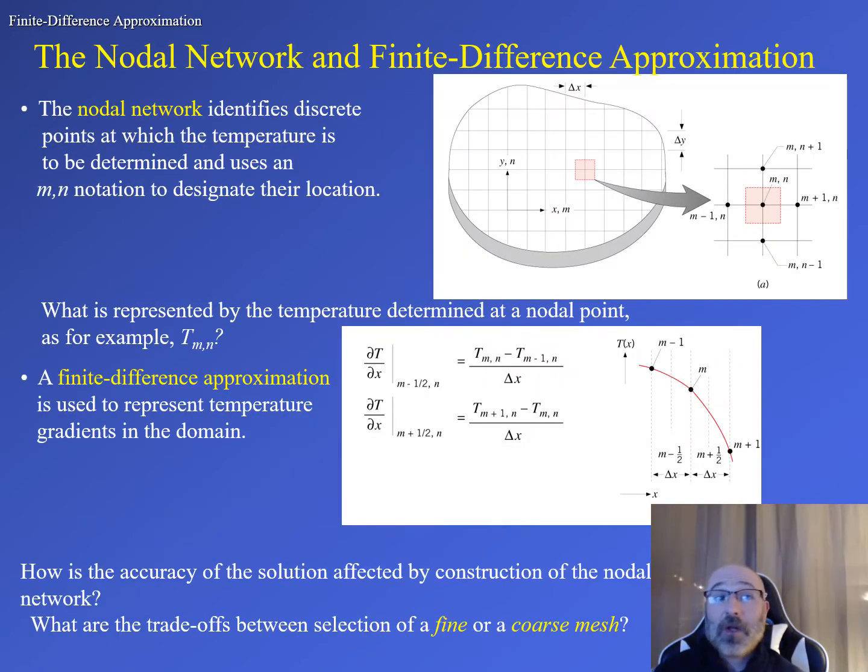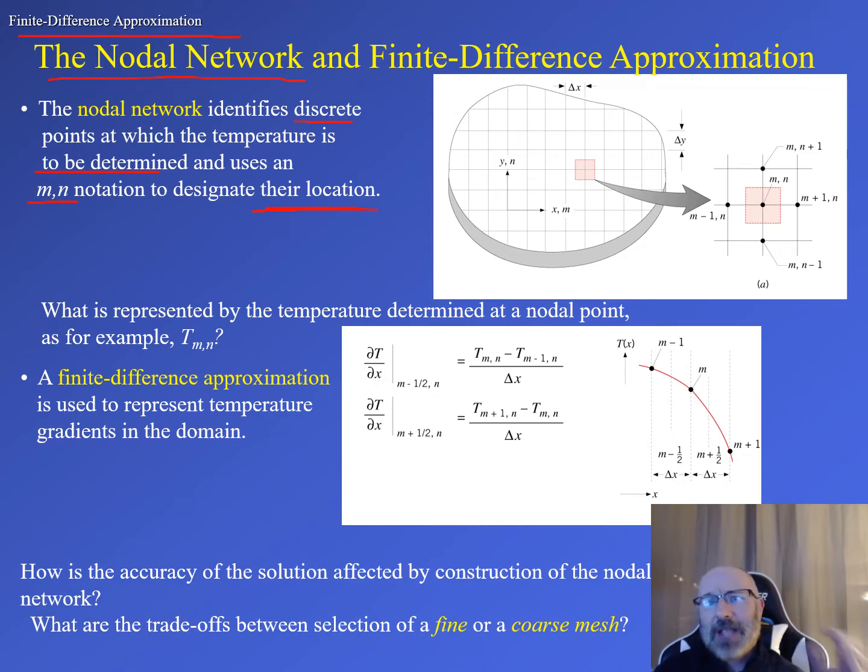So the next thing I want to look at here now is our finite difference approximation with our nodal network right there. For our finite difference approximation, we're talking about our nodal network. The nodal network is going to identify these discrete points at which the temperature is going to be determined and uses specific notation. This is the m comma n notation. And this is going to be used to designate the location of those nodes right there.